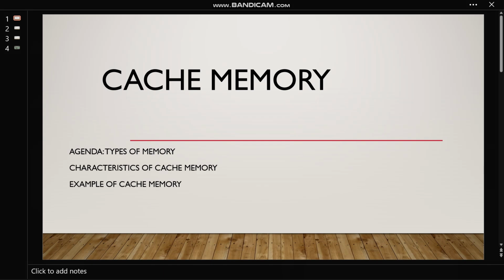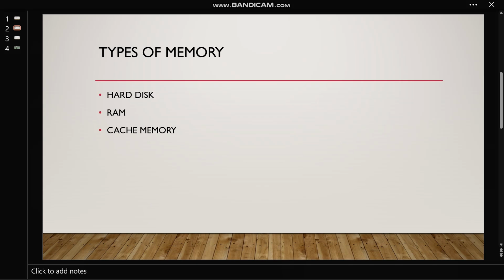Today we're gonna learn about cache memory. The agenda is types of memory, characteristics of cache memory, and example of cache memory. So before we understand this cache memory, I'll tell the different kinds of memory that we see inside our computer.